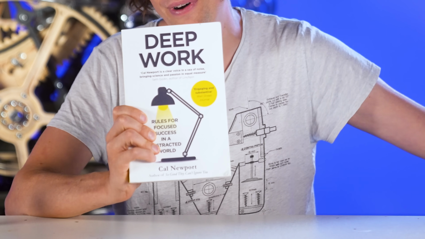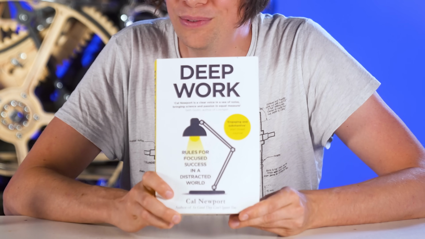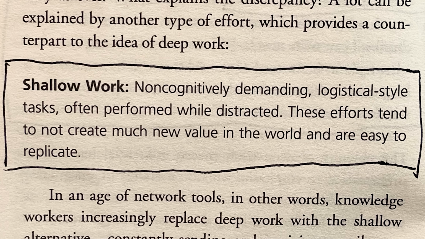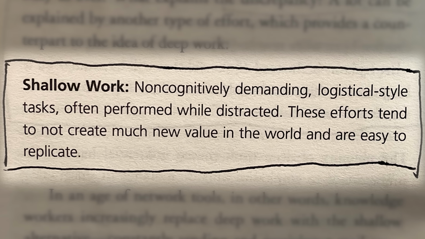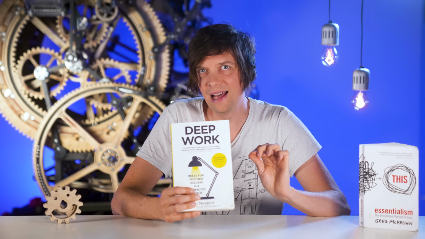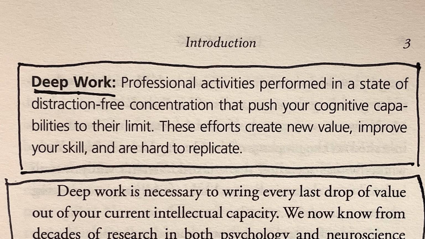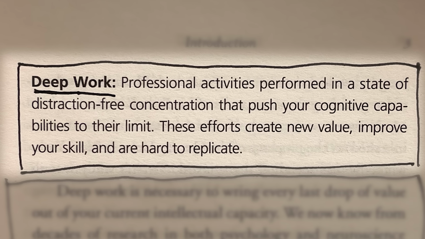In his book Deep Work: Rules for Success in a Distracted World, Cal Newport defines shallow work as non-cognitively demanding, logistical-style tasks often performed while distracted. These efforts tend to not create much new value in the world and are easy to replicate. Cal then goes on to define the alternative, deep work: professional activities performed in a state of distraction-free concentration that push your cognitive capabilities to their limits. These efforts create new value, improve your skill, and are hard to replicate.